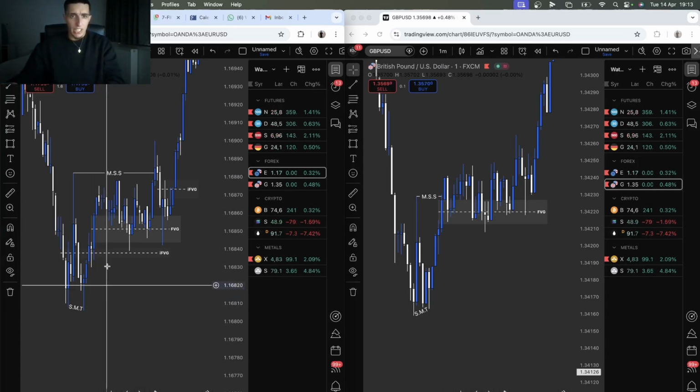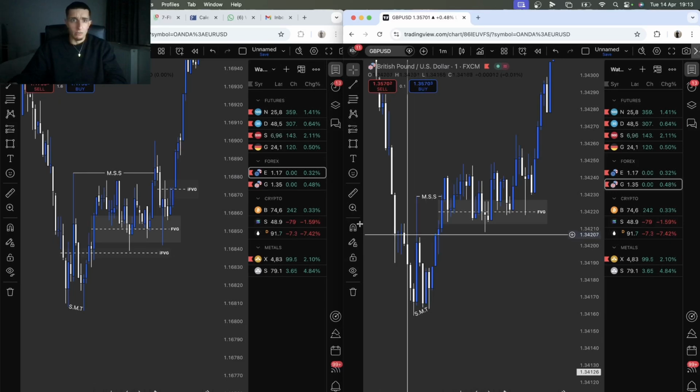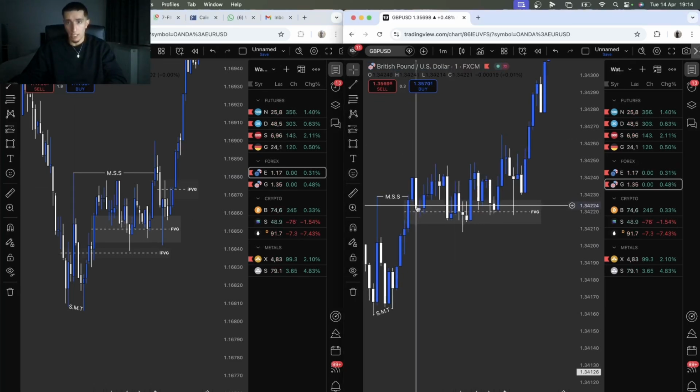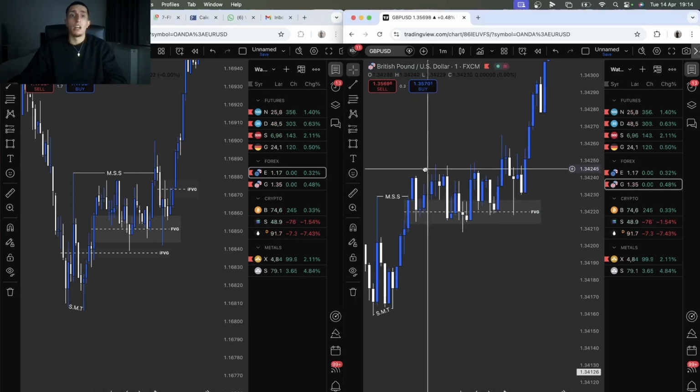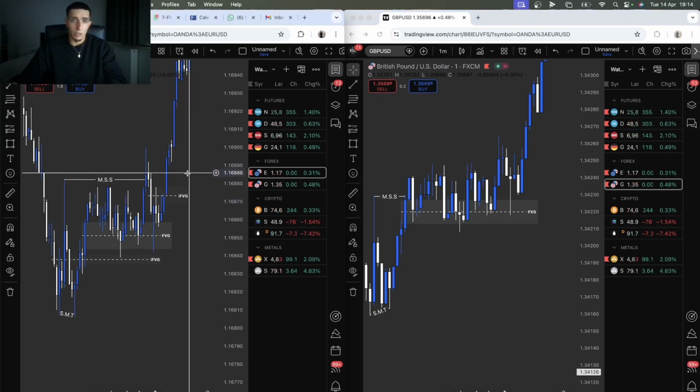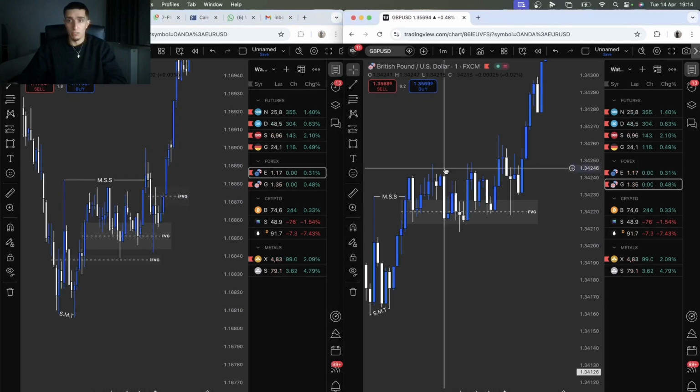So SMT was created on both pairs. Then again, this candle is similar and this candle is similar. So on both pairs we created a market structure shift, left behind the fair value gap, again left behind the fair value gap, and I even put this in for extra confirmation, I guess. It inversed a fair value gap here and then absolutely ripped after that.